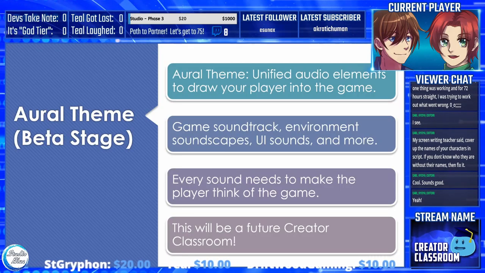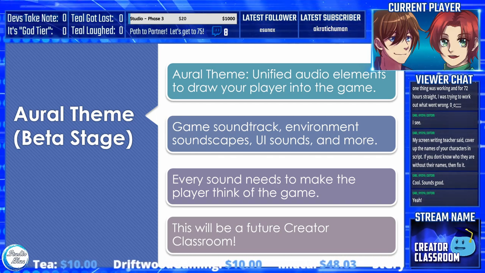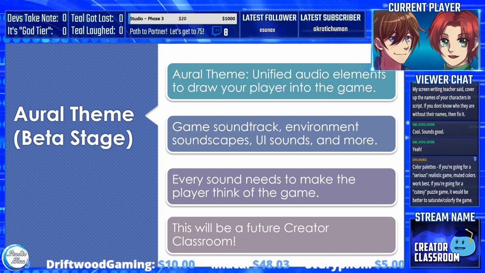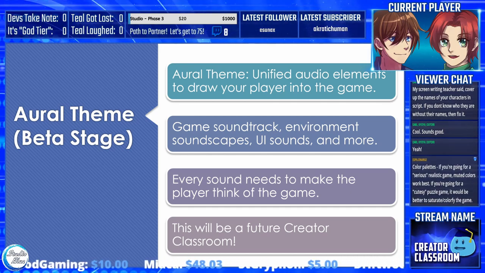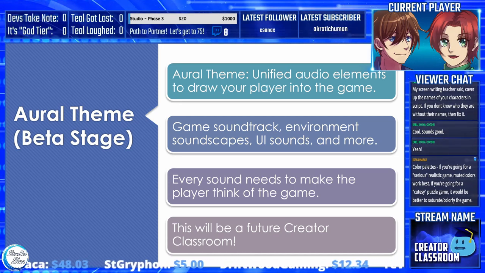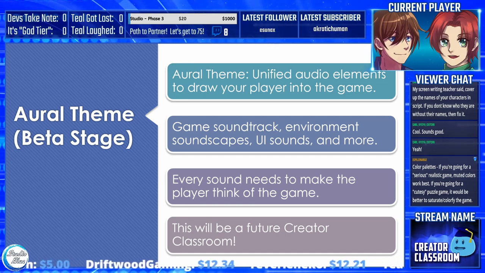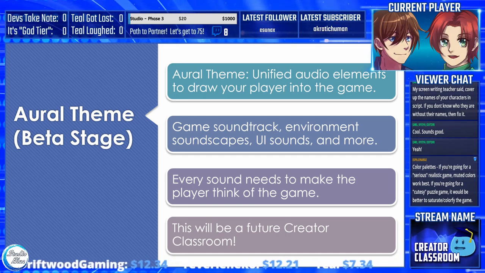Similar to your visual theme, this is the unification of audio elements to draw your player into the game. And what exactly is that? This is the aural theme. Aural theme. Got it.